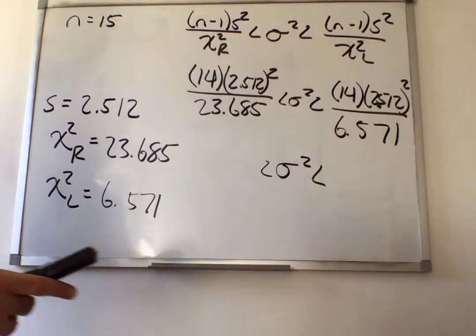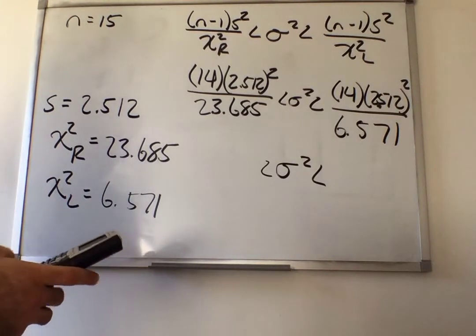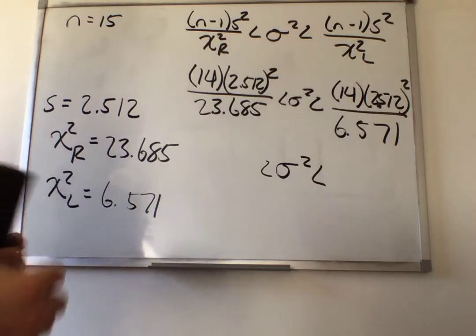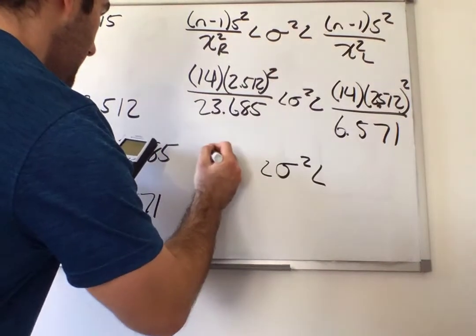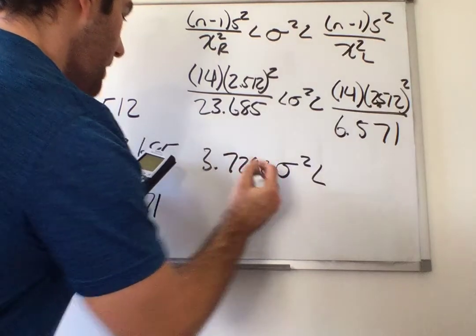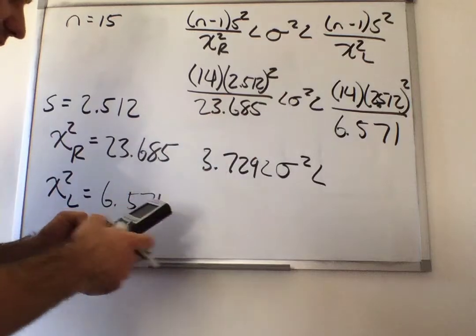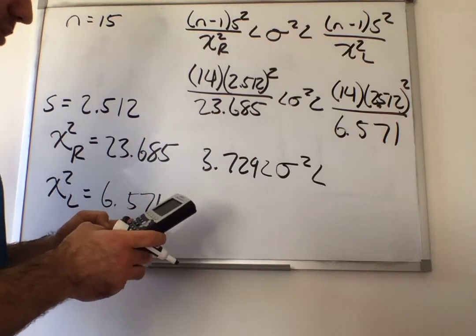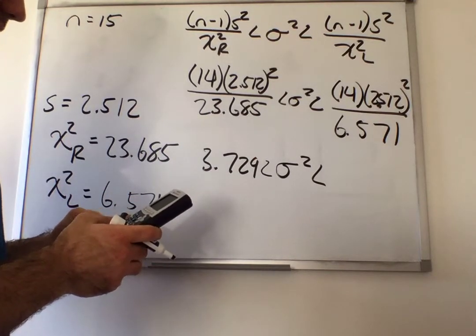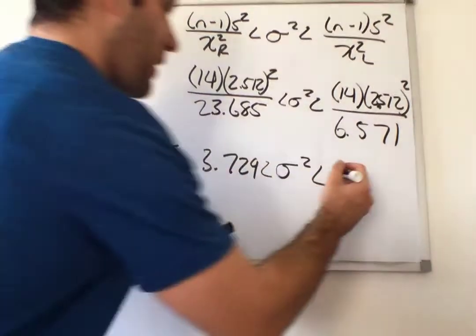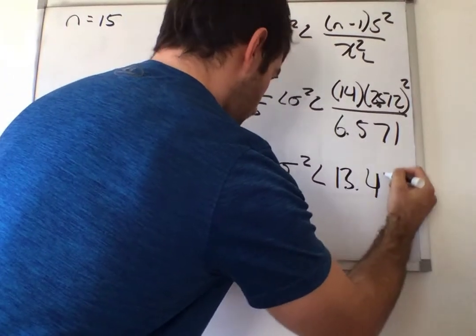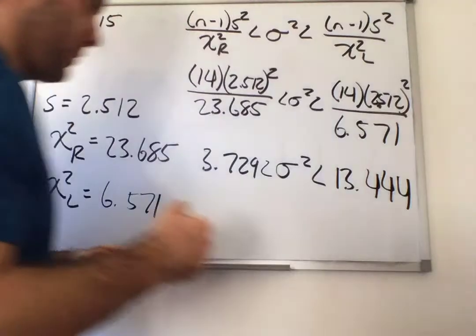So 14 times 2.512 squared divided by 23.685, I get 3.729. And then if I do this one over here, all the numerator divided by 6.571, I get 13.444.